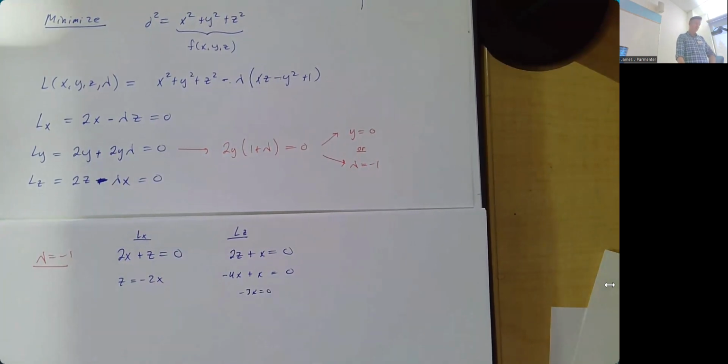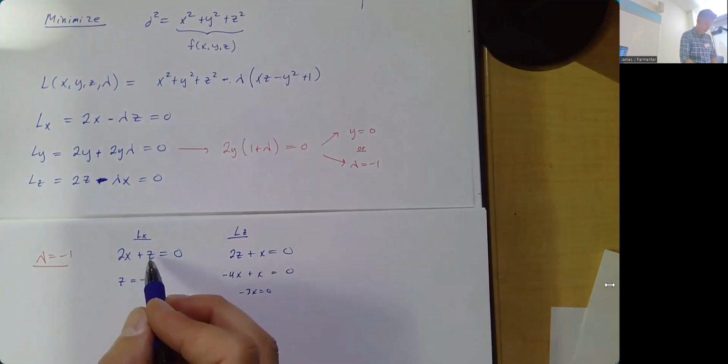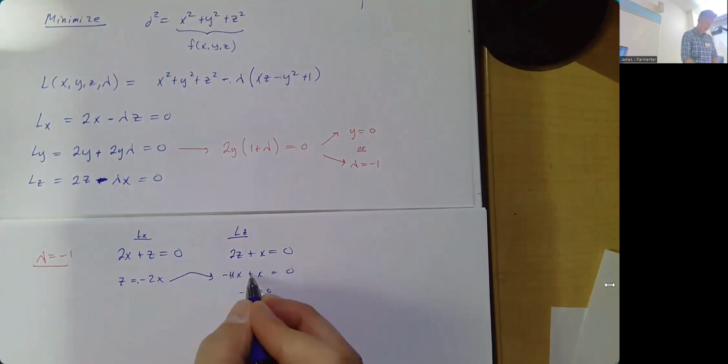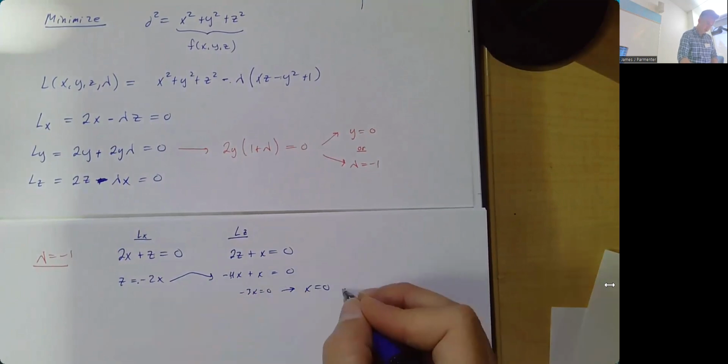Oh, no, we're totally fine. I'm not dumb, I just wasn't thinking that clearly. So let's be careful here. Z equals -2x. I plug that in here. I got -4x plus x. So I get x equal to 0, which means z is also equal to 0.